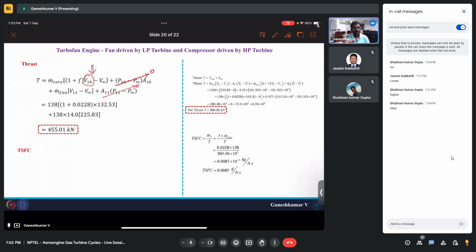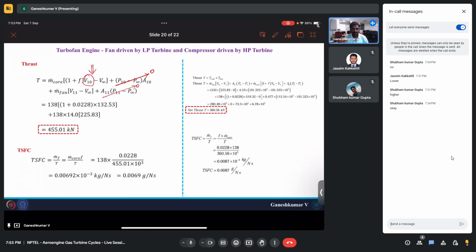Now, another important component, the whole point of which is to reduce the TSFC, thrust specific fuel consumption. Let's see what happens to it. Now our thrust has increased, but our fuel ratio never changed, right? We saw that until the exit of the high pressure turbine there is no parameter change. Only after the exit of the high pressure turbine do you have the low pressure turbine, which is taking a lot of work. In the combustion chamber you are adding fuel, and the fuel air ratio was the same, 0.0228, and the core stream we kept the same, 138 kg per second, and hence from 360 you have increased to 455, so obviously you have reduced specific fuel consumption. That is the advantage of this gear turbofan engine.